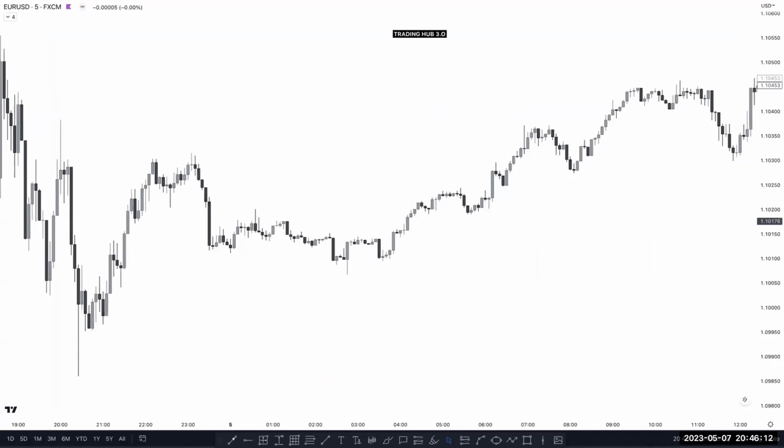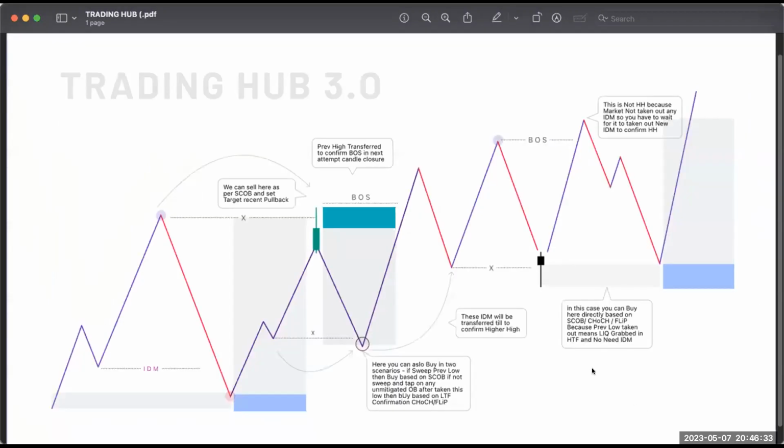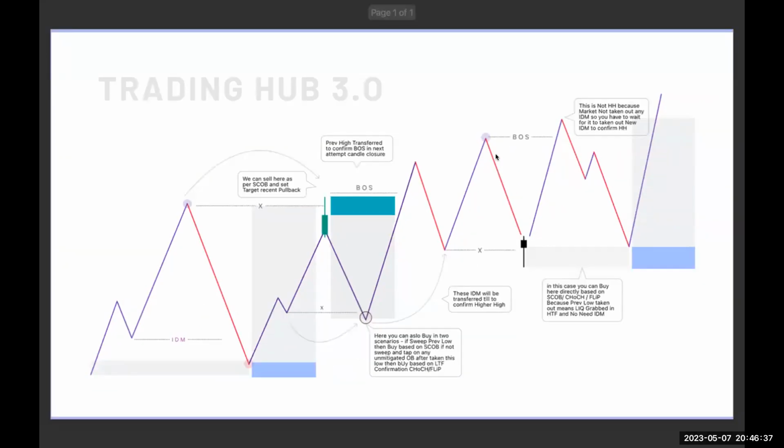Okay. Now I'm going to show you one more example, I mean, the next diagram. So this is our next diagram. In this diagram, the situation is a little bit different. Okay. How? Look at this one.